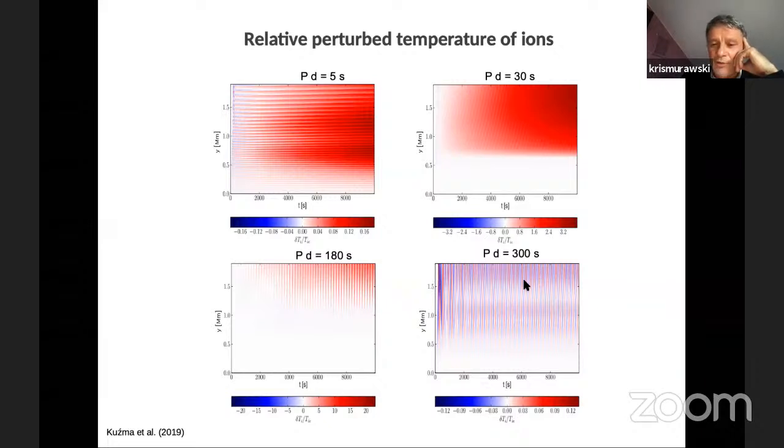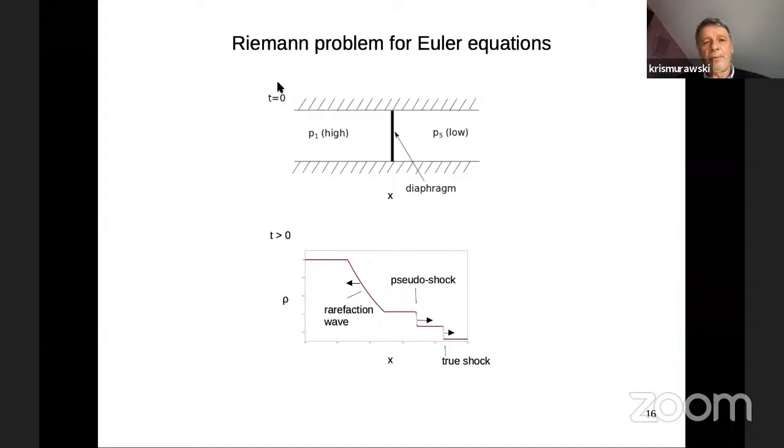But for large wave periods like 300 seconds, we have compression and rarefaction, so we have both heating and cooling. Essentially, the so-called 5 minute oscillations, which are generated by the solar granulation, don't play any role, at least directly, in heating.